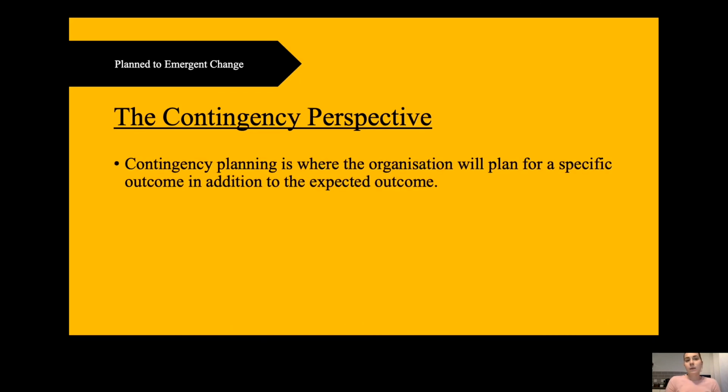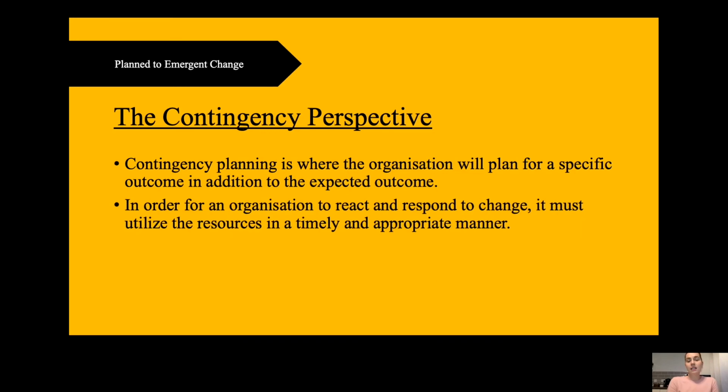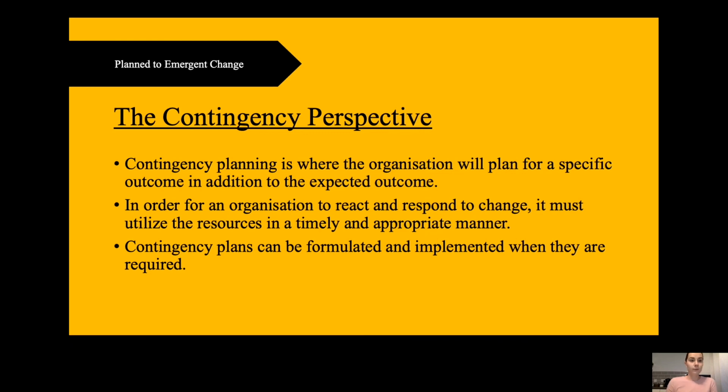Contingency planning is where the organisation will plan for a specific outcome in addition to the expected outcome. Research suggests that in order for the organisation to react and respond appropriately, it must utilise the required resources in a timely and appropriate manner. In order for this to be the case, every situation that brings about a change will be different, and that will require a different plan to manage and implement the change required successfully.